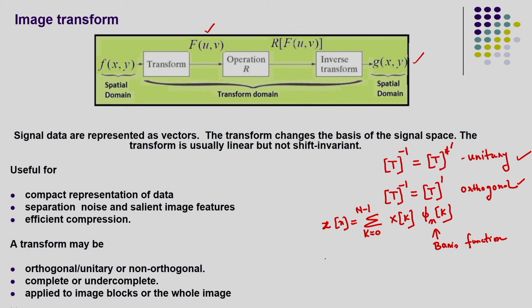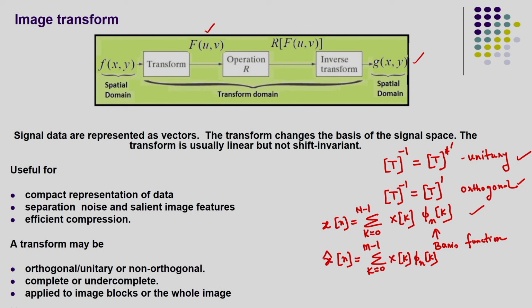This xn can be approximately represented like this. This is the approximate representation of xn, where k is equal to 0 to m minus 1, xk phi n k. So in the second representation, the approximate representation, I am only considering k equal to 0 to m minus 1. In the first case, I am considering k equal to 0 to n minus 1.